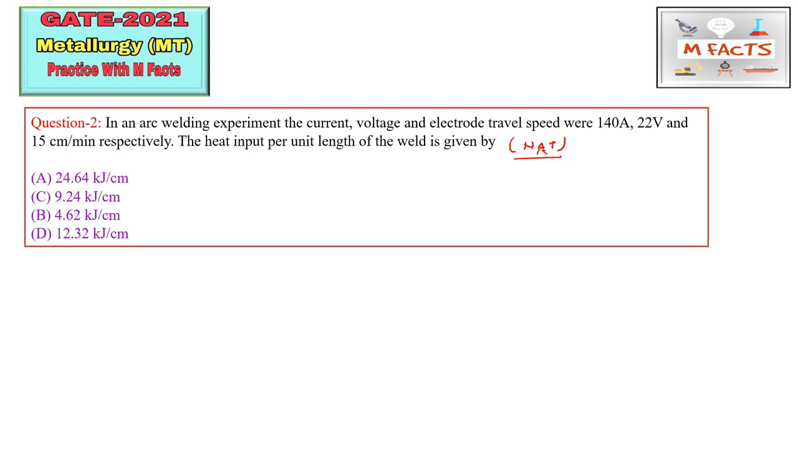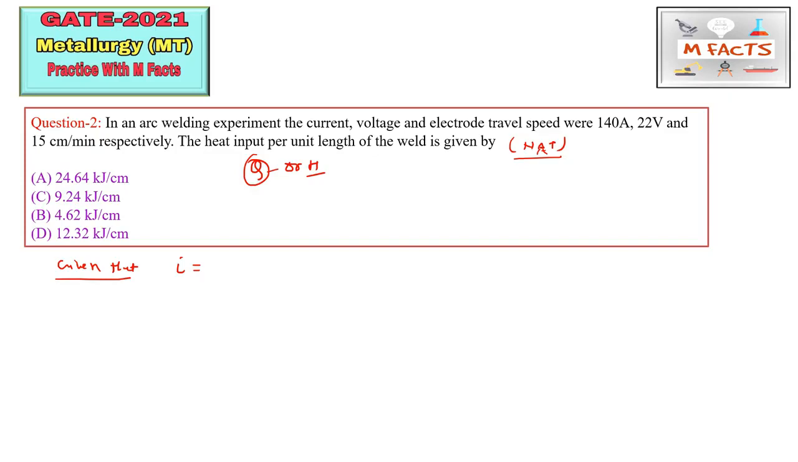In an arc welding experiment, the current, voltage and electrode travel speed are given respectively. The heat input per unit length of the weld is given by. So we have to find heat input per unit length, which you can represent by Q or H in welding processes. First of all, in numerical answer type, after reading the question, write down the given data. It does not matter how simple the question is, you need to write the given data just to avoid silly mistakes in numerical answer type questions.